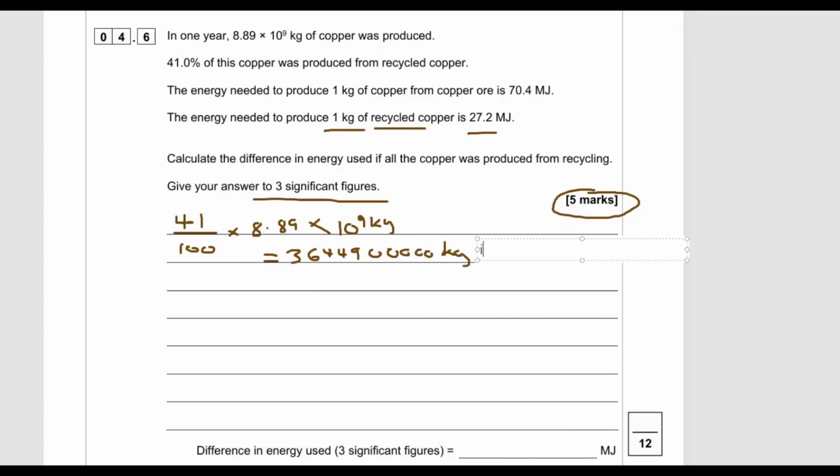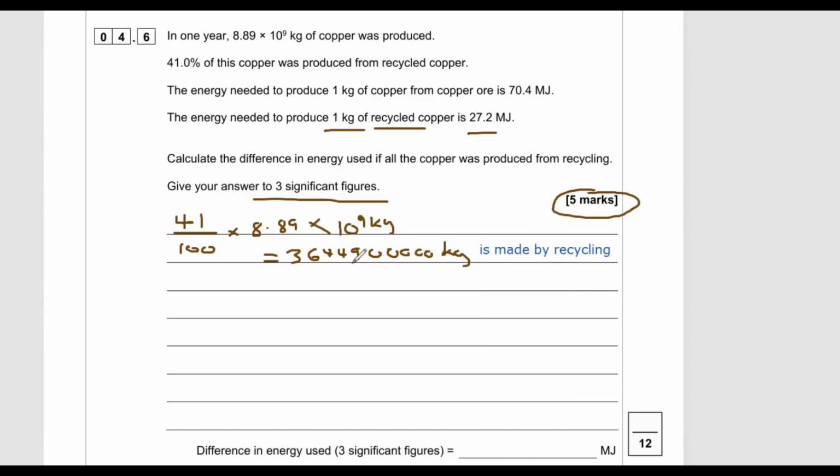Okay, so there was a massive amount of kilograms of copper produced in this year. And this is the 41% that was made by recycling. Now I want to find out how much energy that used to make that much copper. So we're going to get 1 mark for what we've done so far, 1 mark out of 5.